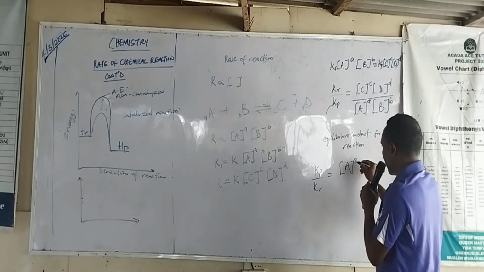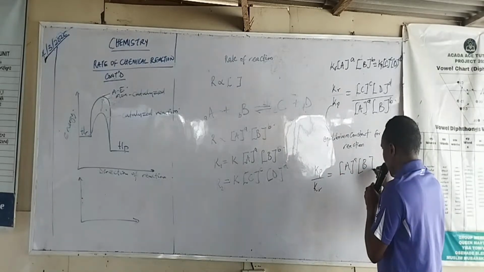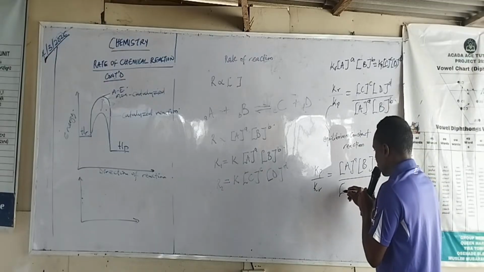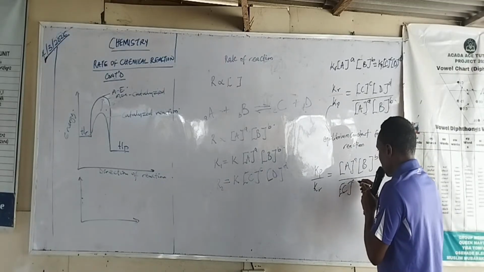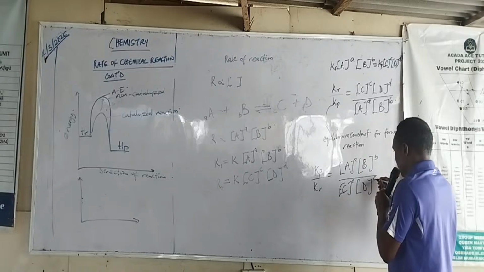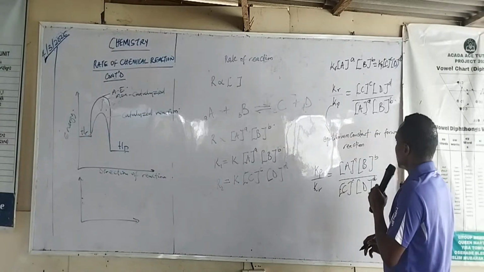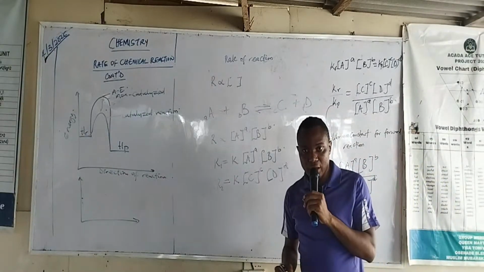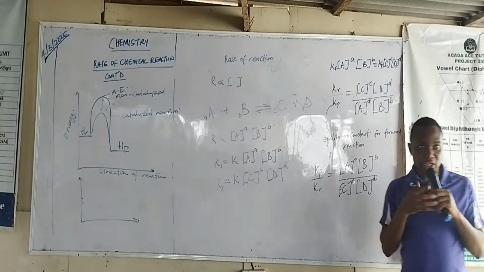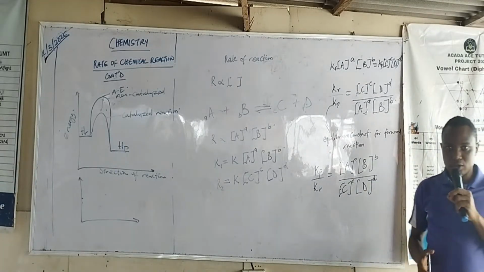Which will now be concentration of A, concentration of B, over concentration of C, concentration of D. Do you get that concept now? If you are confused, better speak up now. Remain silent forever. So what's the confusion?